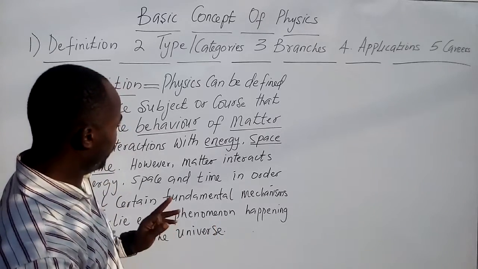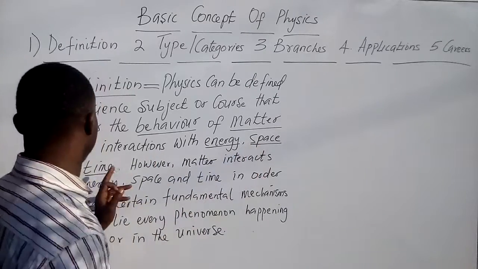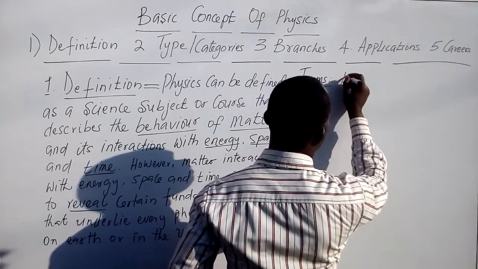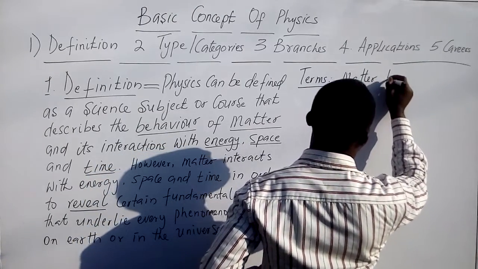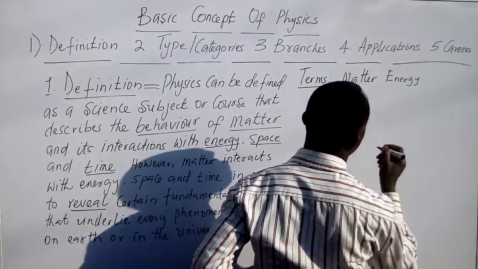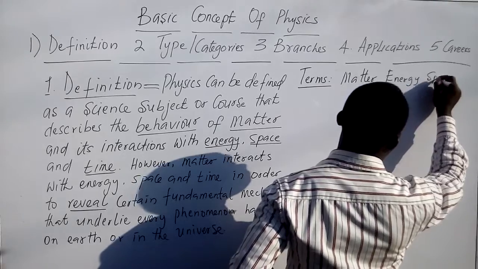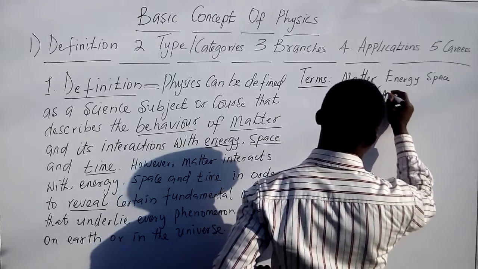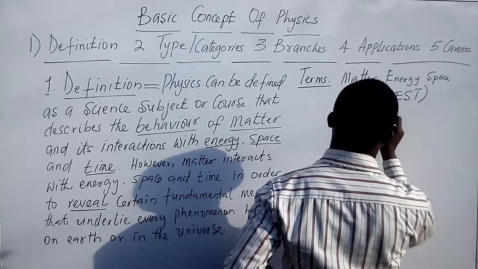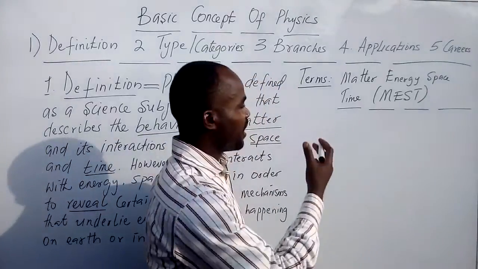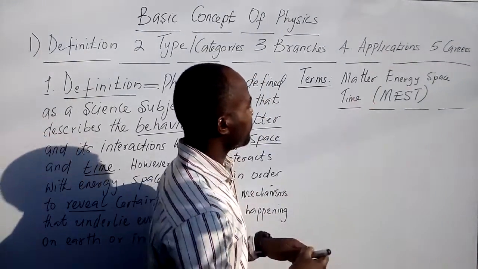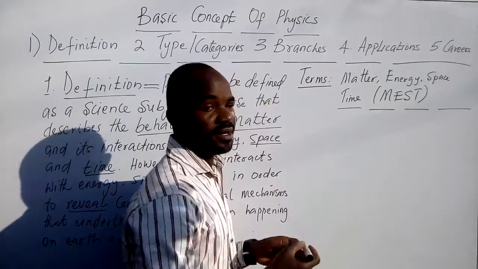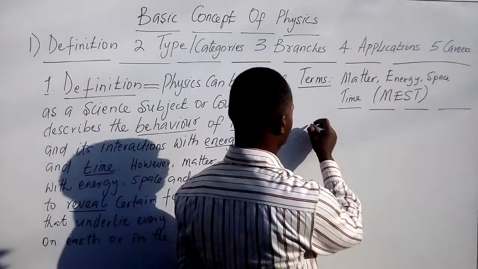All right, then we are going to consider 4 key terms: matter, energy, space, and time. Terms we need to consider here: matter, energy, space, and then probably time. This is called M.E.S.T. This abbreviation is a coinage of matter, energy, space, and time. That is it. It's called M.E.S.T. All right, so let's take on the first one.